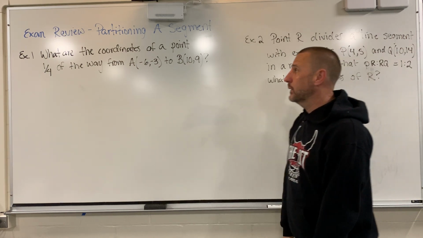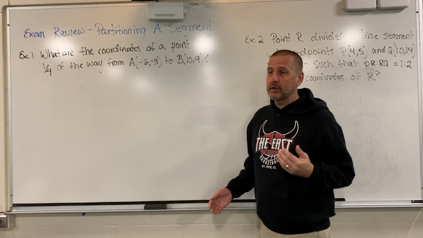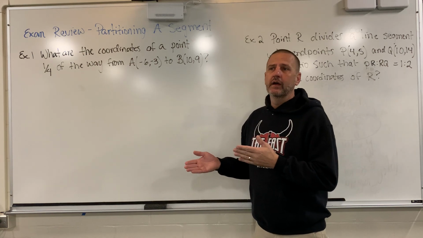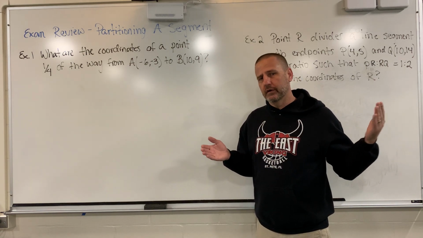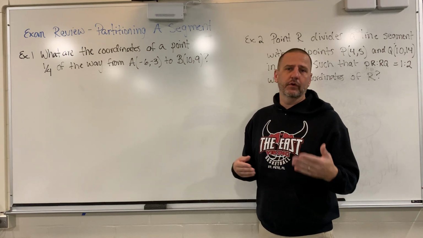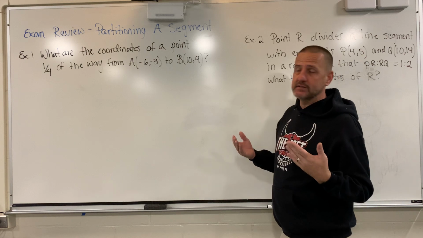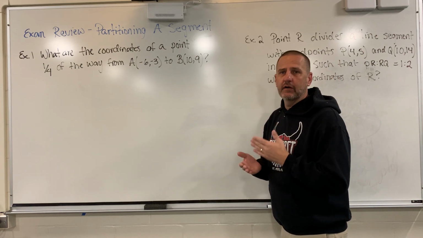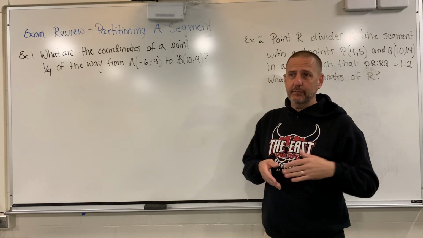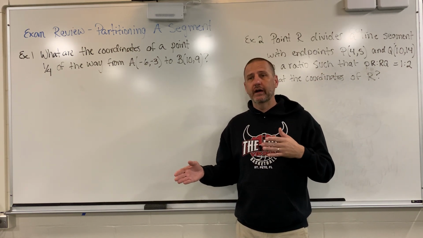All right, so here's what I'm looking at. This is called partitioning a segment. And the goal is to basically figure out how far you are on a journey from A to B given a certain fraction, say a half, a third, a fourth, a fifth, 3/4, whatever, 7/10. Figuring out the exact location if you're not at the middle of the segment or actually at the end of the segment, somewhere along the line.